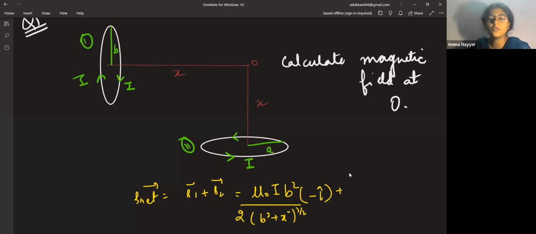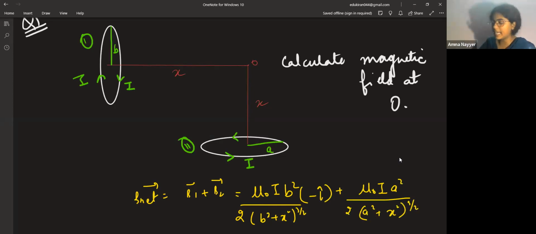Plus for the second loop, this is mu naught, current is I, radius is A square divided by 2, A square plus x square to the power 3 by 2. Direction: see, current is moving like this in the xz plane. So you have to curl your fingers like this, so this becomes like this. So this is pointing upwards, which is j cap.